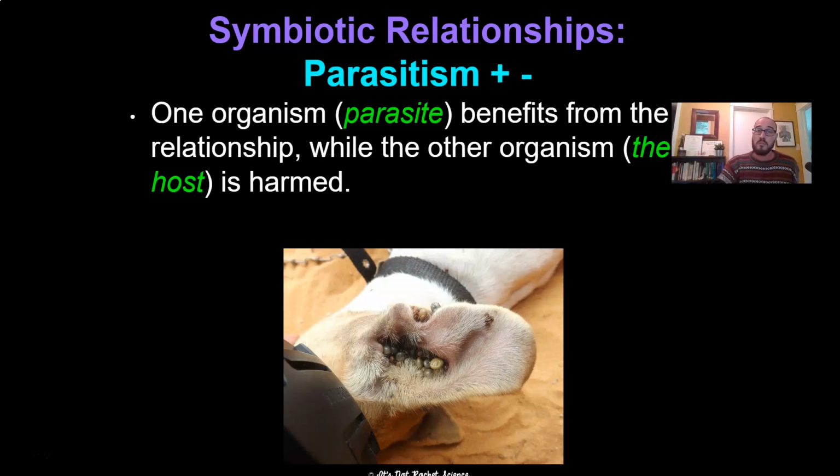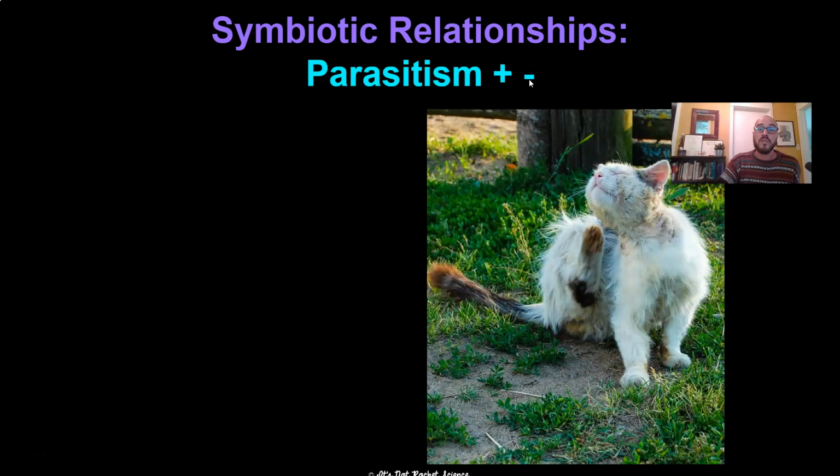This is when the parasite benefits from the relationship and the host is going to be harmed. So this disgusting picture of these ticks in this dog's ear, that's going to be a parasitic relationship. The way I think about this is a plus minus, okay? So one of them is going to benefit, the other one is going to be harmed. So if you think about a mosquito as a parasite or a tapeworm or any of that kind of stuff, one thing is benefiting, the other one is going to be harmed. The host is going to be harmed.